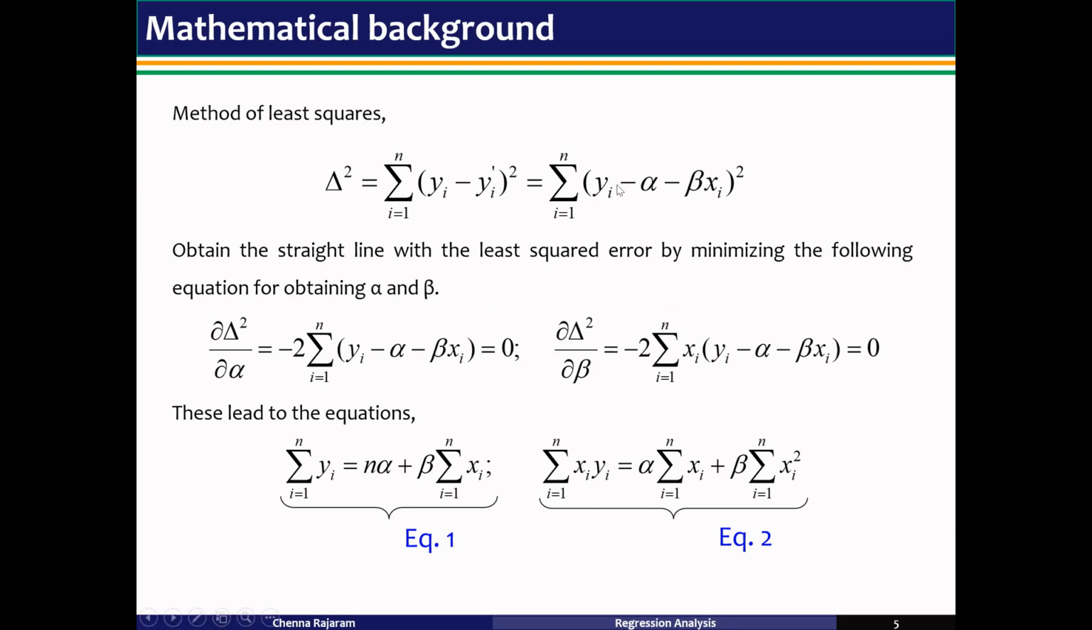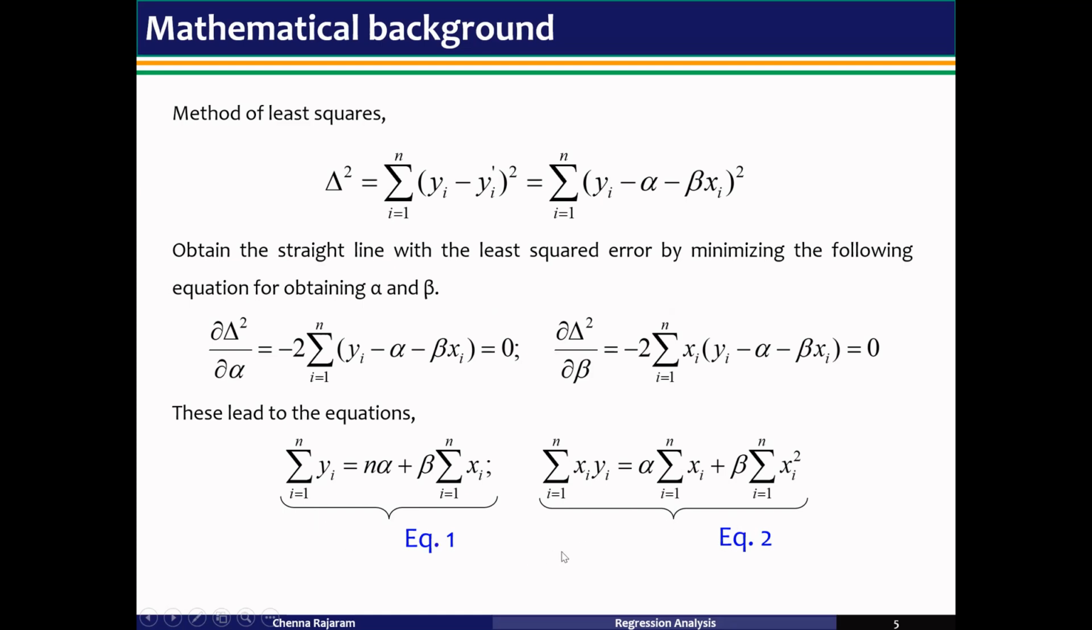So to obtain alpha and beta from this equation, we take the least squared error, that is, dou delta square divided by dou alpha, which is equal to minus 2 into sigma i is equal to 1 to n, yi minus alpha minus beta xi is equal to 0. Similarly, we differentiate with respect to beta. Once we differentiate delta square with alpha and beta, the equations are as follows. Sigma i is equal to 1 to n, yi is one equation, and sigma i is equal to 1 to n, xi yi is the other equation.